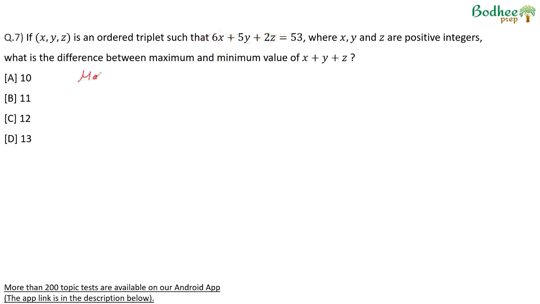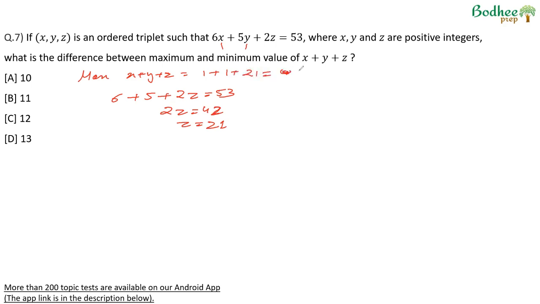So let us look at the maximum value of x plus y plus z. The minimum value of x, y, z has to be 1. So if we put x and y as 1 and 1, we'll get 6 into 1 plus 5 into 1 plus 2z is equal to 53. 2z will be 42, z will be 21. And therefore, the maximum value of x plus y plus z will be 1 plus 1 plus 21, which is 23.